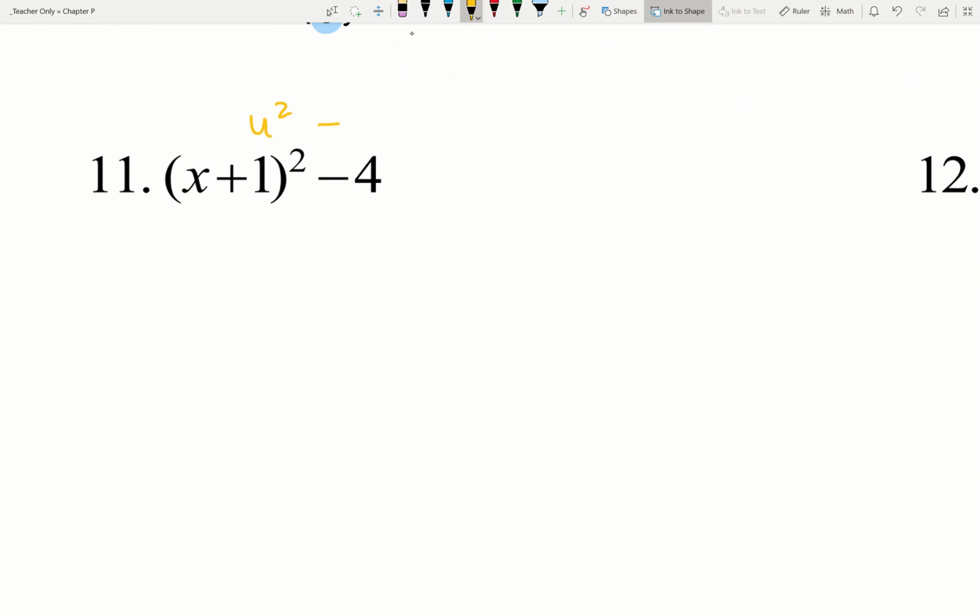I've got u squared minus v squared. Okay, well, it's a little bit odd here because playing the role of u is actually going to be the binomial x plus 1. But it does have the structure we're looking for. This is going to be u plus v times u minus v.